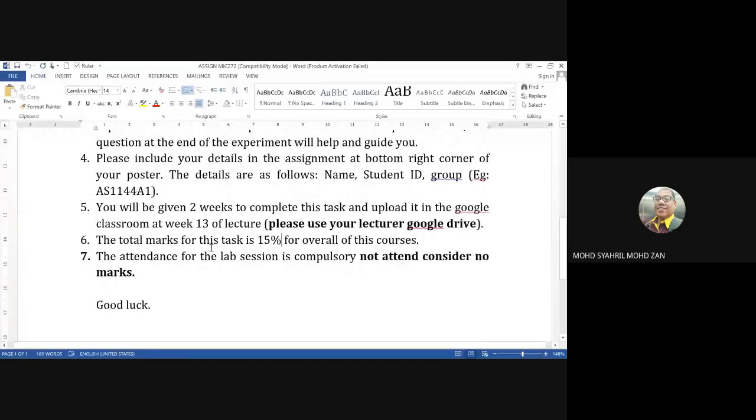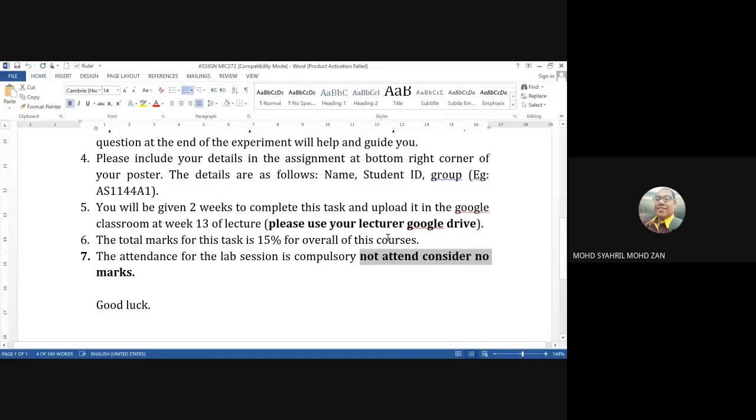Right, number 7. Okay, since we are still on ODL, it doesn't mean that you cannot attend the class. Okay, so please attend the lab session. It is very compulsory. It means that not attending is considered no marks. So I will be taking your attendance via future discussion.